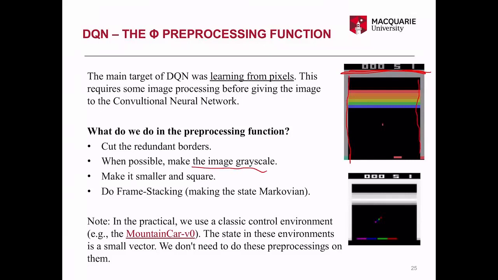In certain games, such as this pong here, you don't need to see the colors. Sometimes you do, but in most cases you don't. So you make it grayscale and easier for the agent to process. You make it smaller and square. At the moment it's not perfectly square. We make it completely square, maybe 84 by 84. I think that was the original size in the DQN paper.